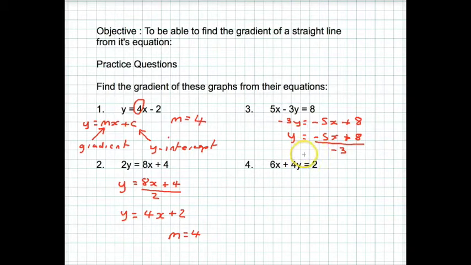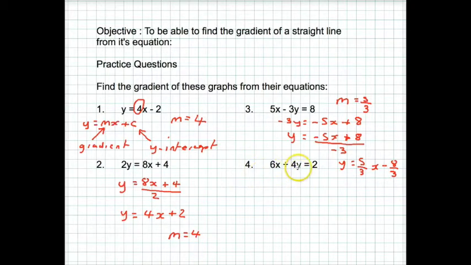So we're going to be left with y equals, well here the negative 5 and the negative 3, they're going to cancel each other out because a negative divided by a negative becomes a positive, so we end up with y equals 5 over 3 x plus or minus, because a positive divided by a negative gives a negative, minus 8 over 3. And the gradient for this one is the 5 over 3. So m is going to equal 5 over 3. That's our gradient.